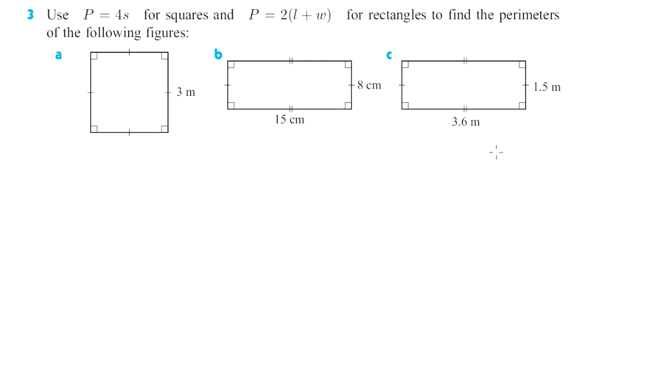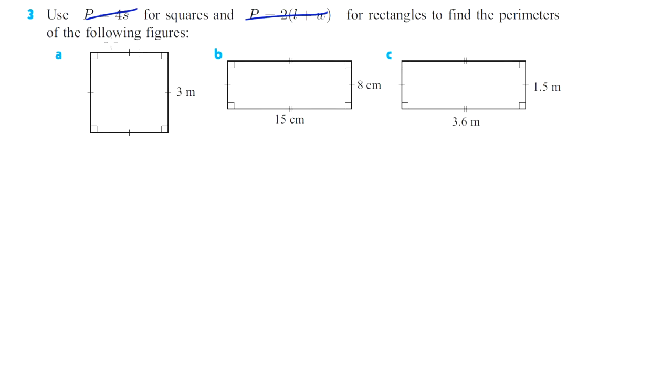All right, so we're starting with number 3 here. And it says to use P equals 4S for squares and P equals 2 times length plus width for rectangles to find the perimeters of the following figures. Honestly, I wouldn't use either of these. I would just use common sense.